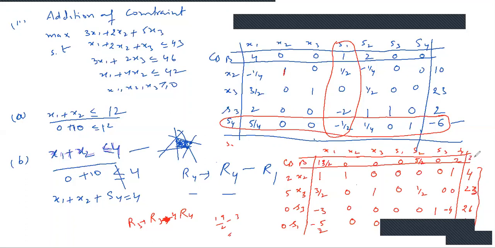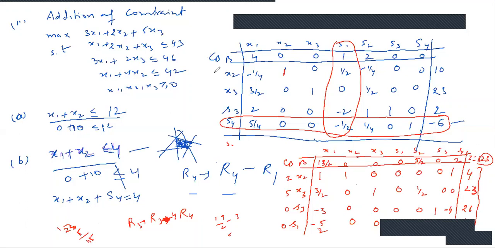And you see the objective function value, what is this? 23 into 5 plus 8. So 23 into 5, 115, and 8 more makes 123. This is the answer here.